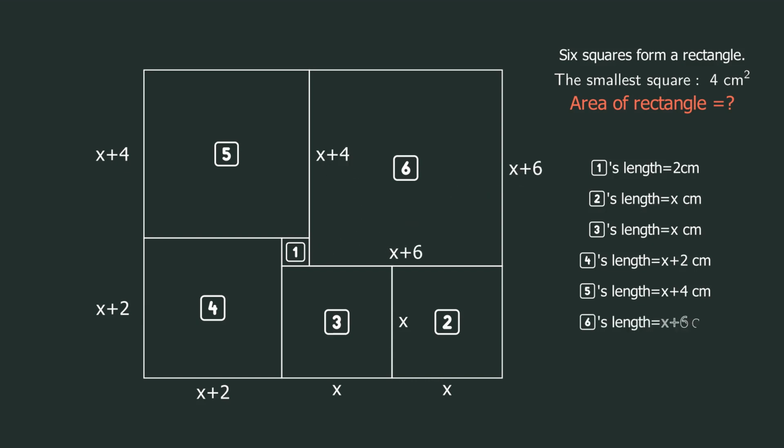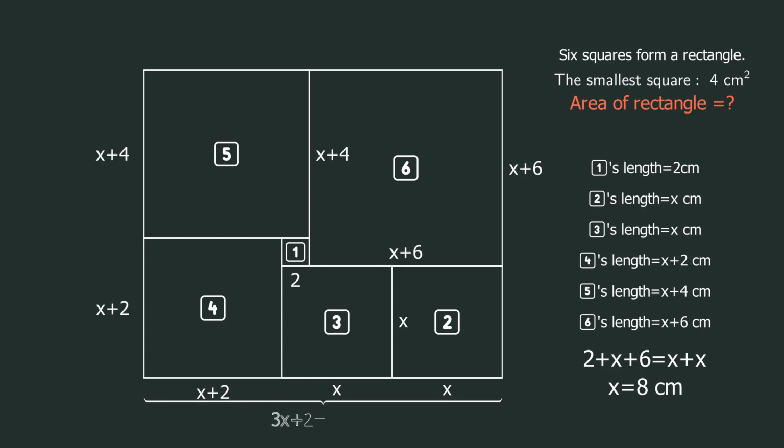Is that clear? Now, look at these two line lengths. They are the same length, so 2 plus x plus 6 equals 2x. From this, it is easy to calculate that x equals 8 centimeters. So, the length of the rectangle is 26 centimeters, and the width is 22 centimeters. The final answer doesn't fit here, you can calculate it yourselves.